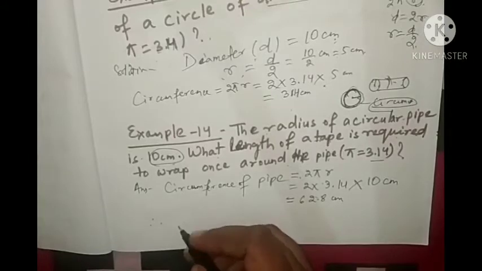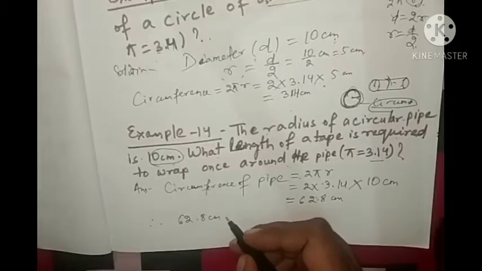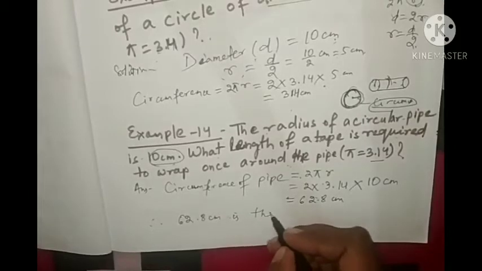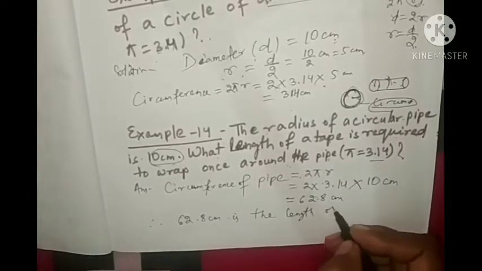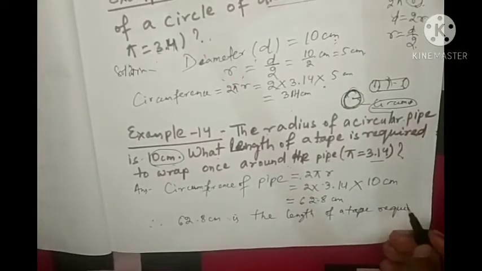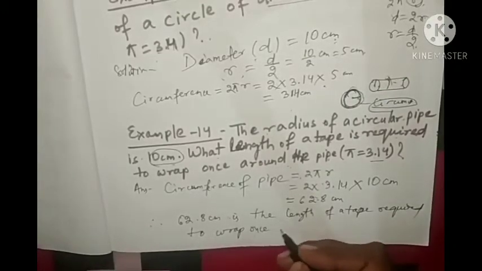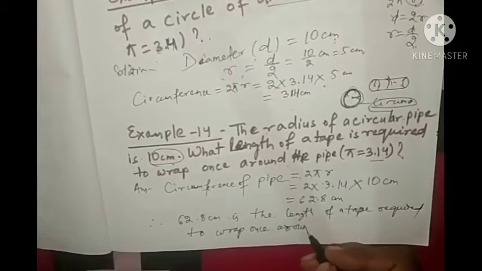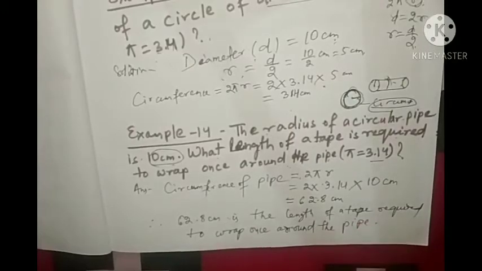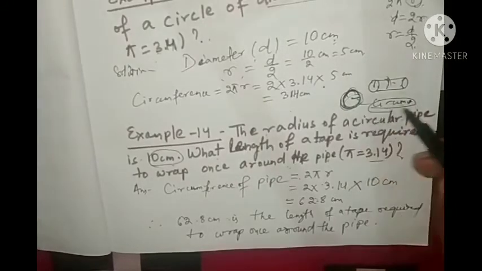Hence, 62.8 centimeter is the length of tape required to wrap once around the pipe. Okay, so this is the answer. So here when you are wrapping, what you are getting? You are getting the circumference.